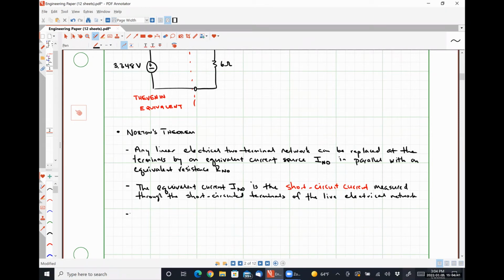And finally, the equivalent resistance R Norton is the resistance seen in the terminals of the dead electrical network.